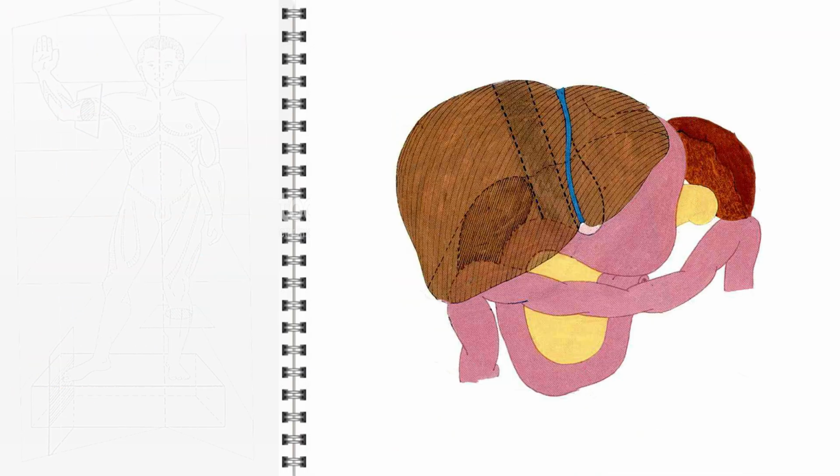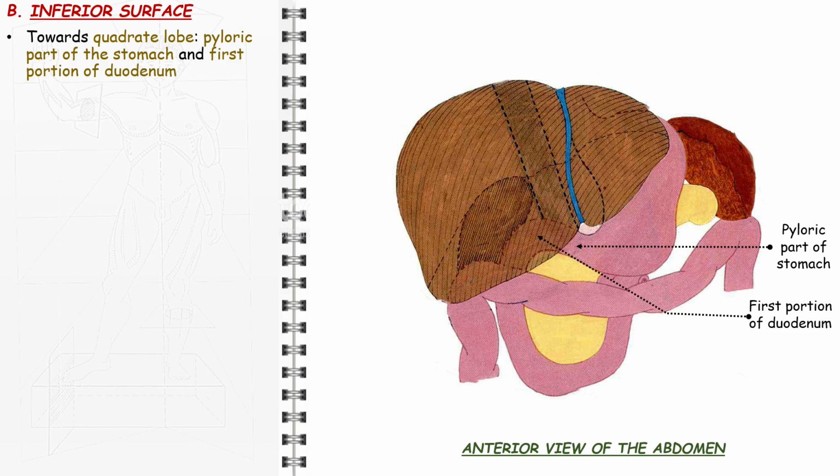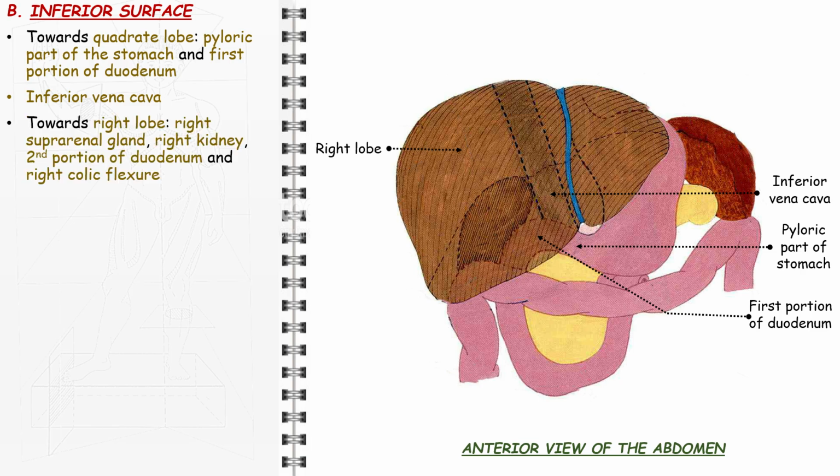The inferior surface of the liver is in contact with intraperitoneal and retroperitoneal organs that make their impressions on it. Towards the quadrate lobe, the liver is in contact with the pyloric part of the stomach and the first portion of the duodenum. The inferior vena cava has its proper groove to the right of the caudate lobe. Towards the right lobe, the liver is in contact, from the top to the bottom, with the right suprarenal gland, the right kidney, the second portion of duodenum and the right colic flexure.